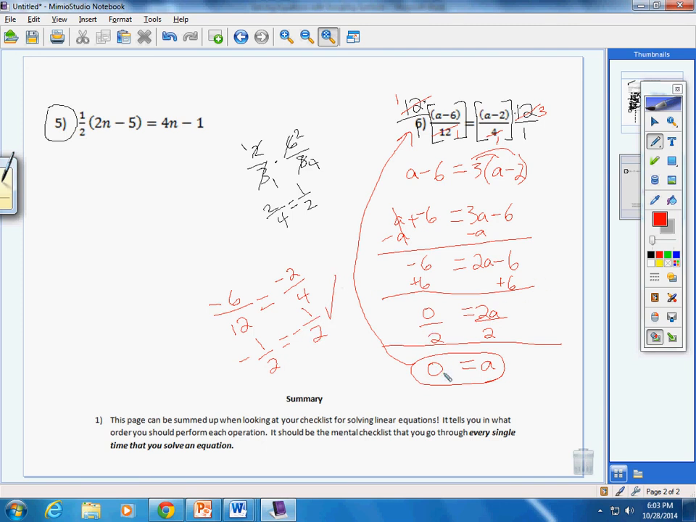That means you're done. Folks, the summary is just this. This mental checklist. Oh, I was definitely meaning to underline that. I apologize. This mental checklist is so very important. You should be asking yourself these. You should be going through this same process every time you solve an equation.